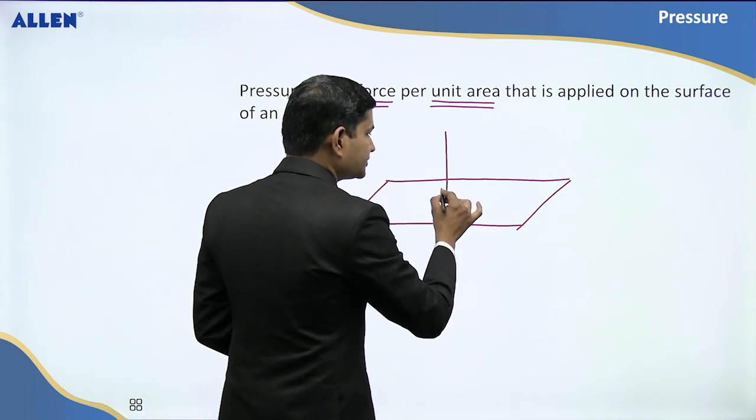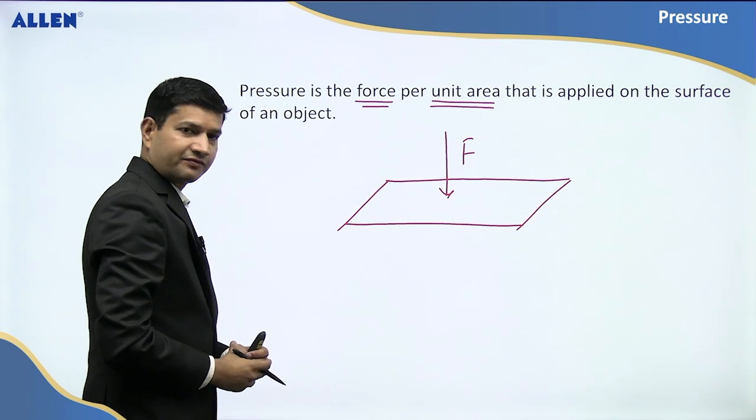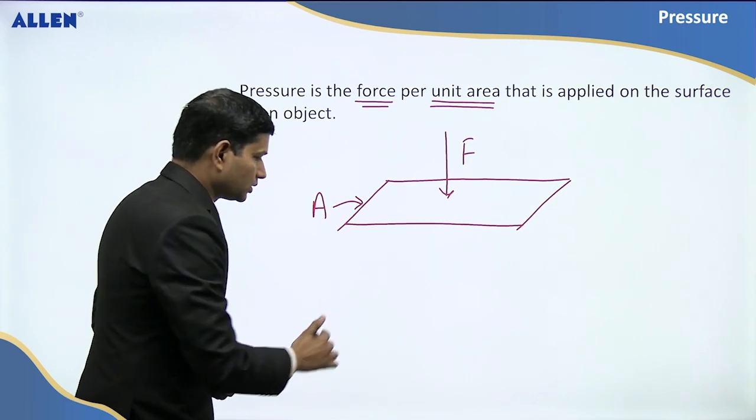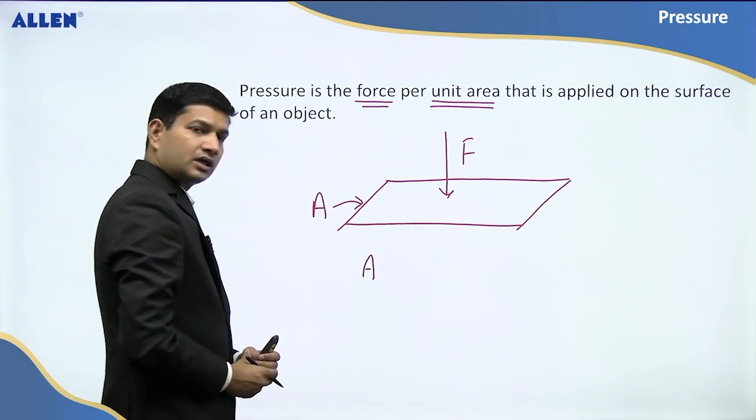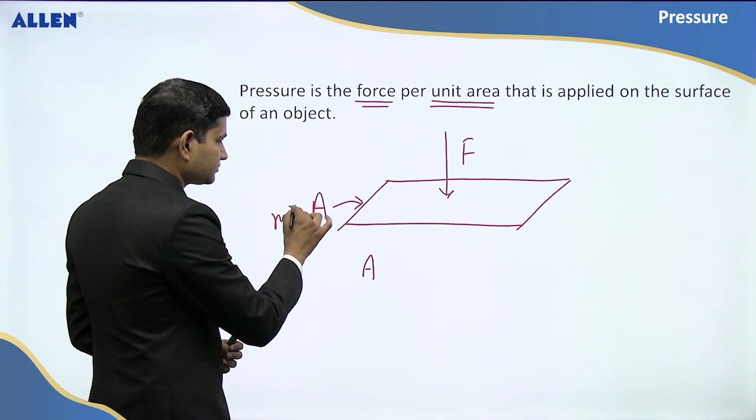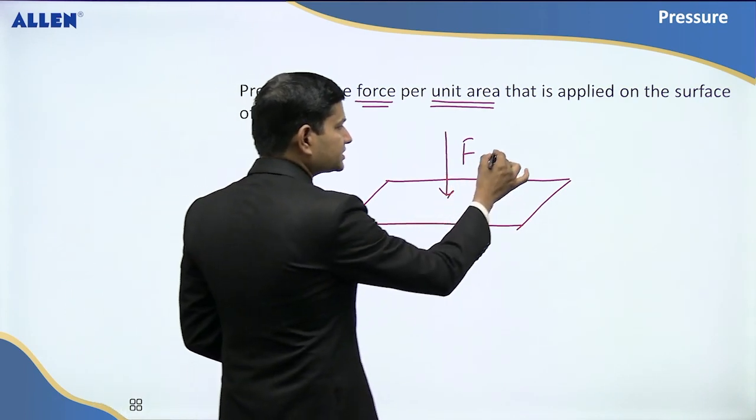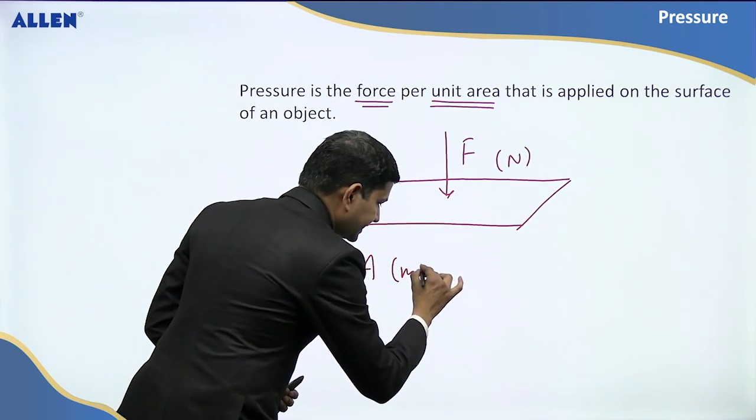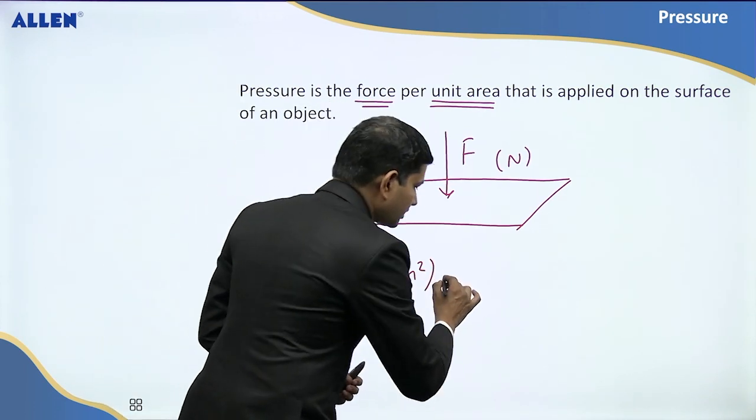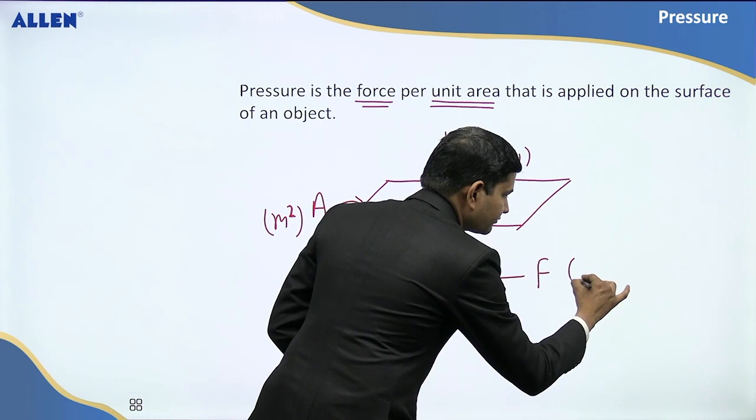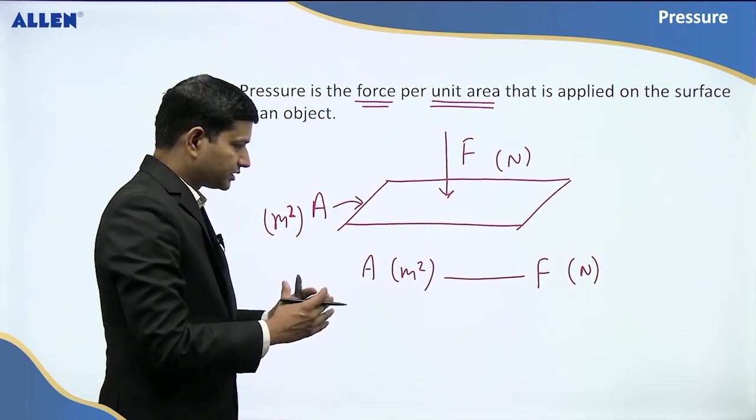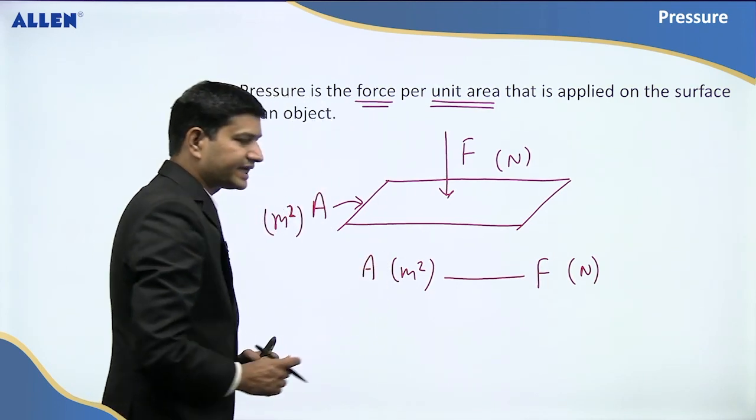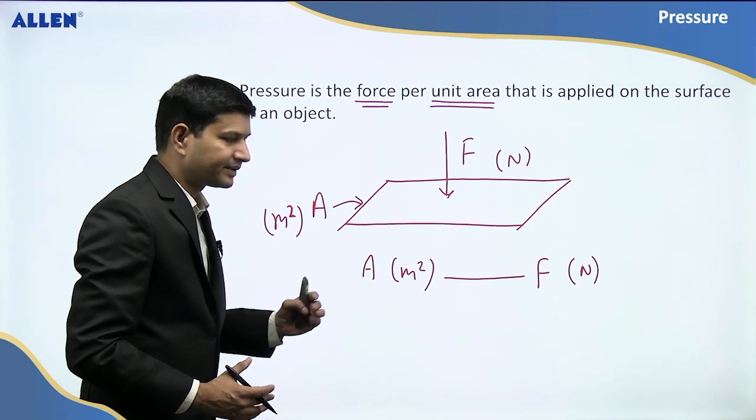Let's say we are applying F force on this surface and the area of this surface is capital A. So on A area, the unit of area is meter square, and the unit of force is Newton. So on A area, which is in meter square, the force applied is F, the force is in Newton. The unit of force is Newton and the unit of area is meter square. So on capital A area, the force applied is capital F.